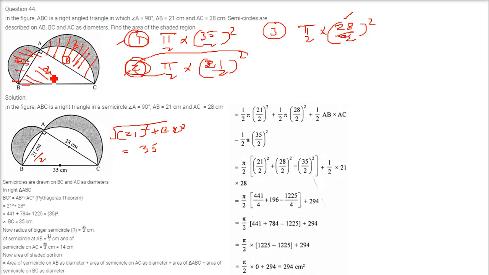Then we'll add the area of the triangle. Okay, then we'll subtract this area. I hope you got the idea. So what is the area of the triangle? Let us say half into base into altitude, that's 21 into 28.